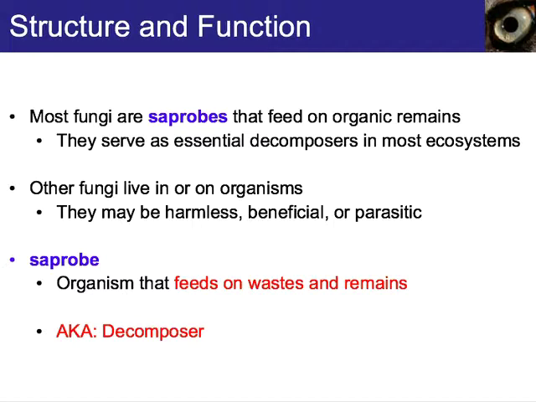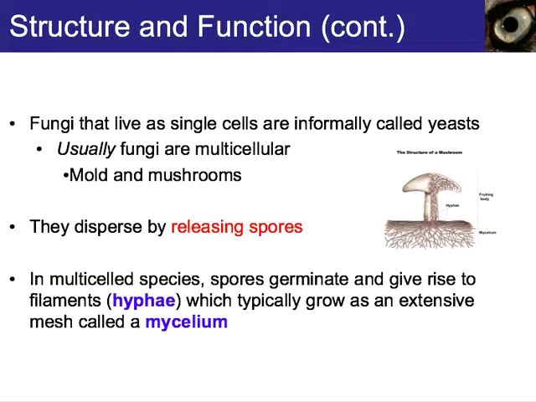Other fungi live in or on organisms and they can be harmless, beneficial, or parasitic. So a saprobe is an organism that feeds on waste and remains. Another way to remember what a saprobe is, a decomposer. Fungi that live as single cells are uniformly called yeast. Isn't that weird? So when you drink a beer, it is made from a fungi called yeast. Usually fungi are multicellular, like molds and mushrooms, which you see here, and they disperse by releasing spores.